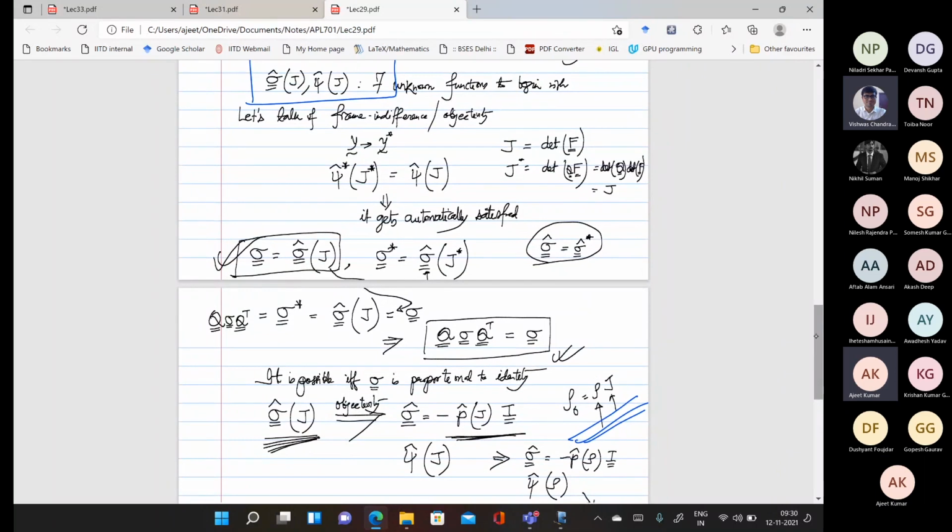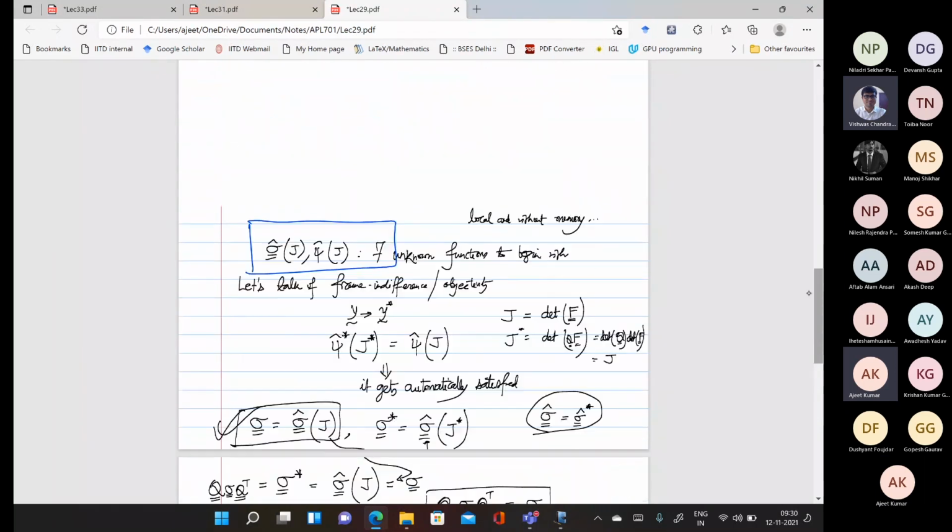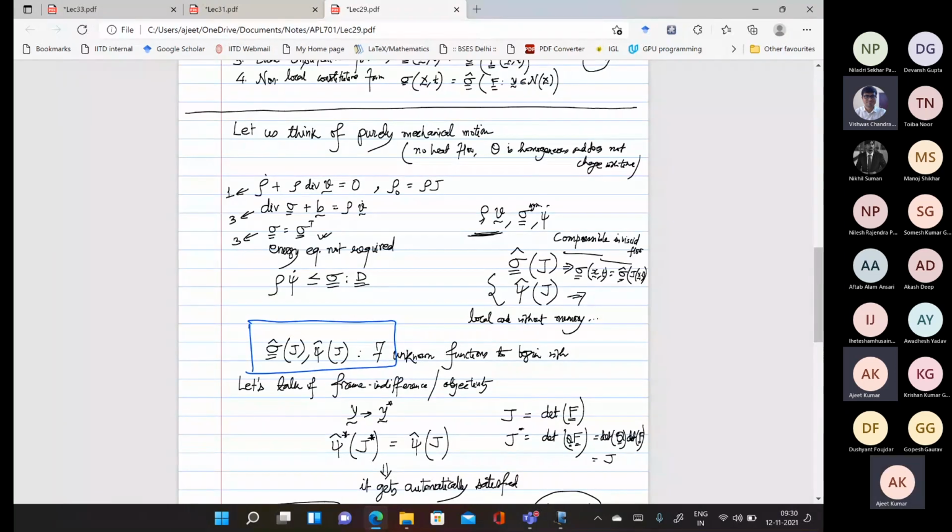But this is only specific to compressible inviscid fluid, no? Exactly. It is specific to compressible inviscid fluid. In the next lecture we have worked it out more generally by taking F, theta, grad theta and then deriving it.